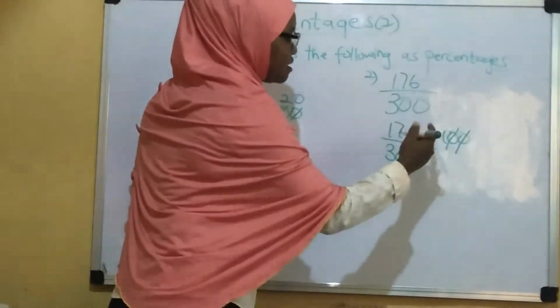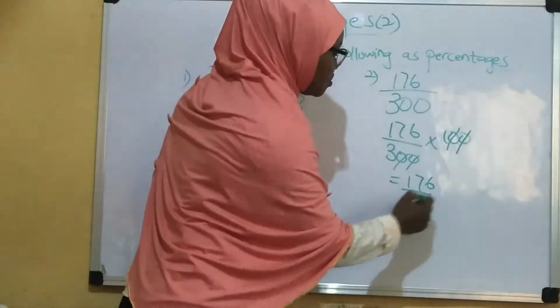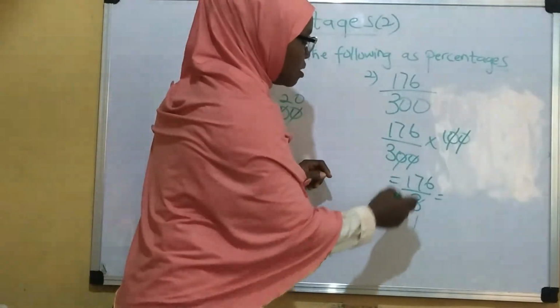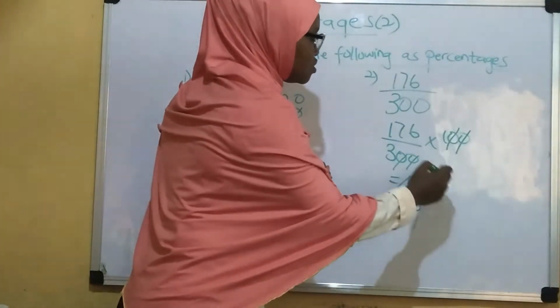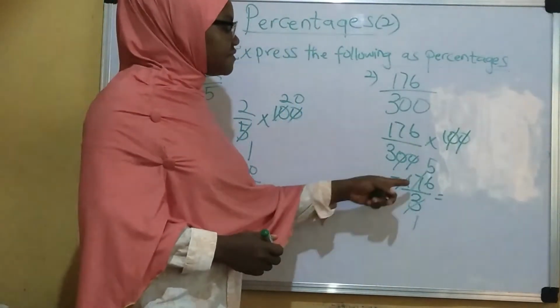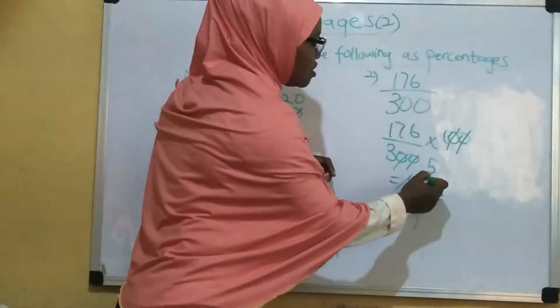So what I'm left with is what? 176 divided by what? 3. So I'll start my division. How many 3 can I get in 3? 1. How many 3 can I get in 17 is what? 5. Because 3 times 5 is what? 15. Now if I subtract 15 from 17, I have 2 left. That 2, I'll place it beside this 6 to give me 26.